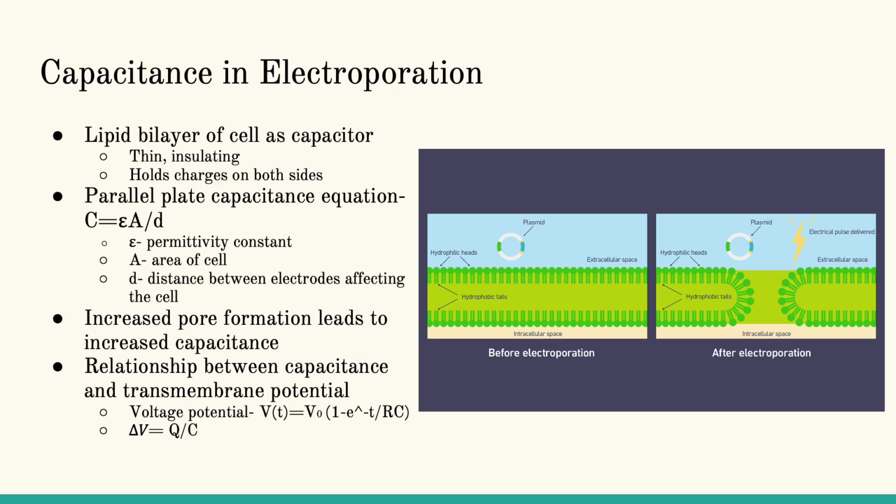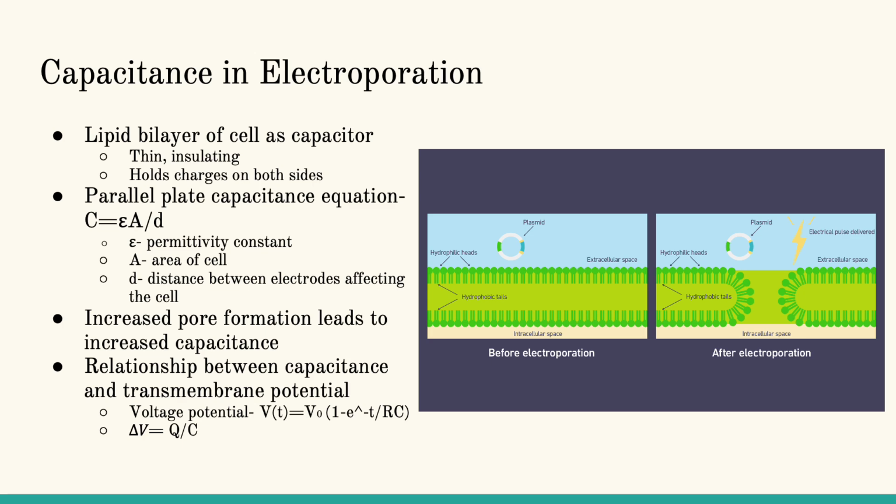In electroporation, the lipid bilayer acts as a capacitor. This is due to multiple properties. For example, the lipid bilayer is naturally very thin. Additionally, due to its amphipathic properties, it can hold charges on both sides. This gives the lipid bilayer a naturally high capacitance. This capacitance means that the time needed in order to form pores on the cell increases, due to the relationship between the capacitance and the potential.